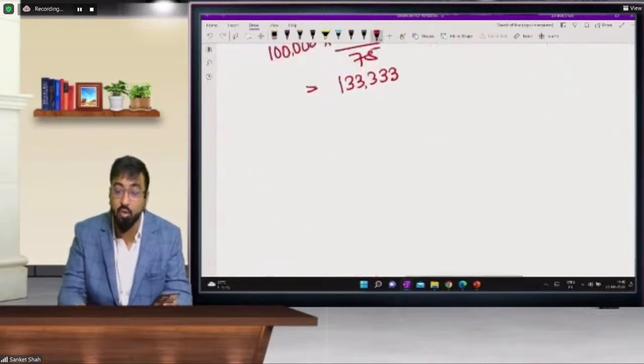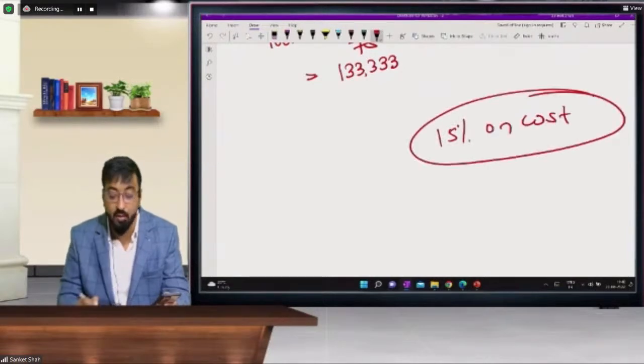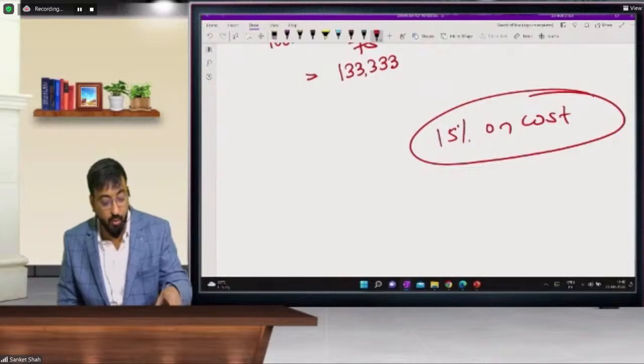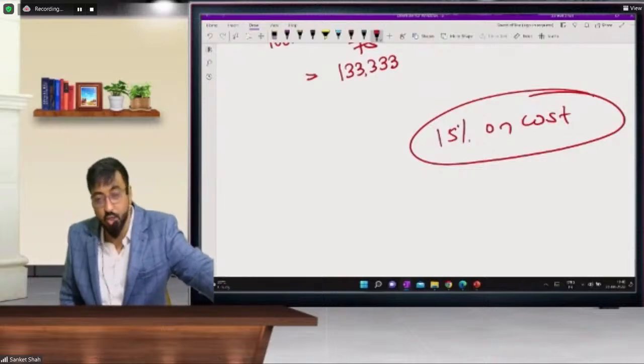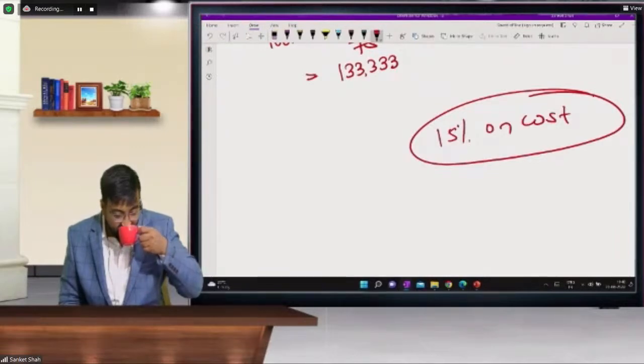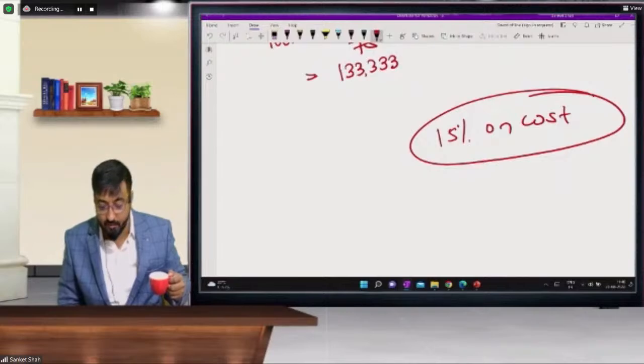Now I will ask you some questions. 15% on cost. Tell me the equation. 15% on cost. What are you going to write? 15% on cost. Chalo, everyone, quickly, quickly, fast, fast. We don't have time. Tell me fast in the comment section. 15% on cost.